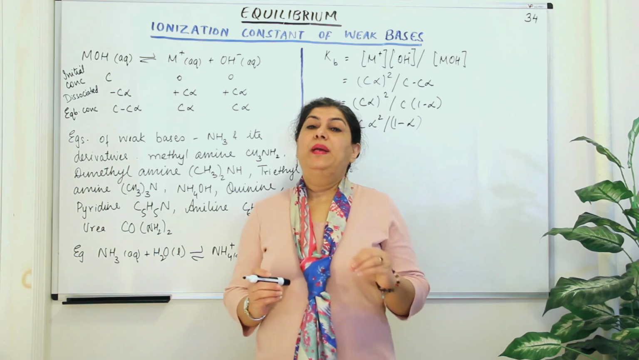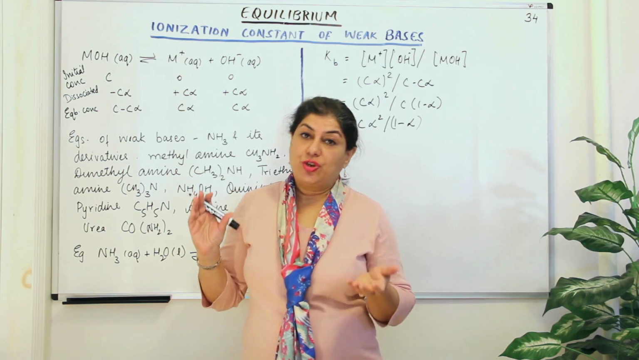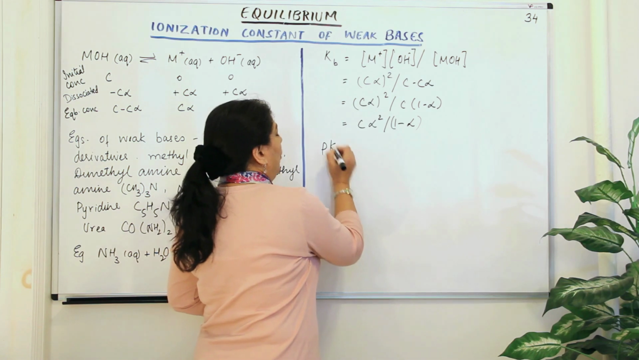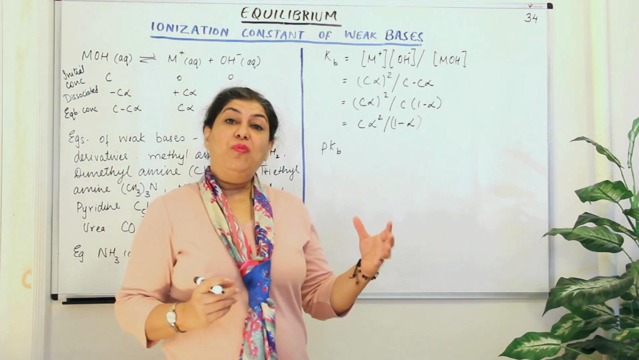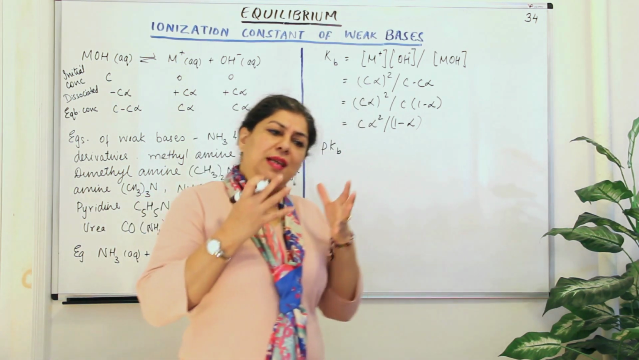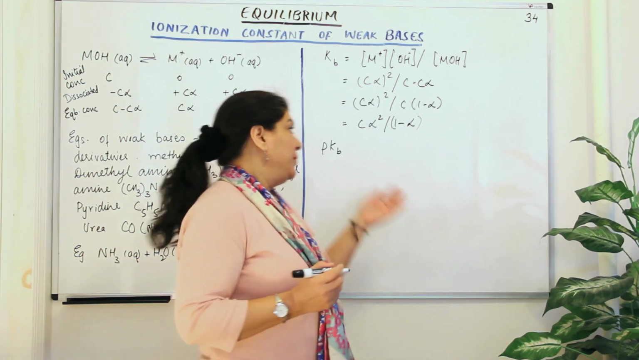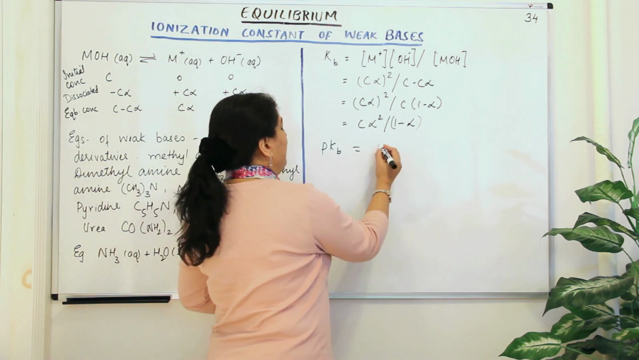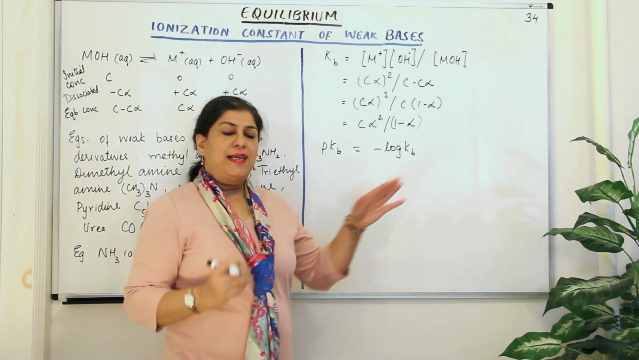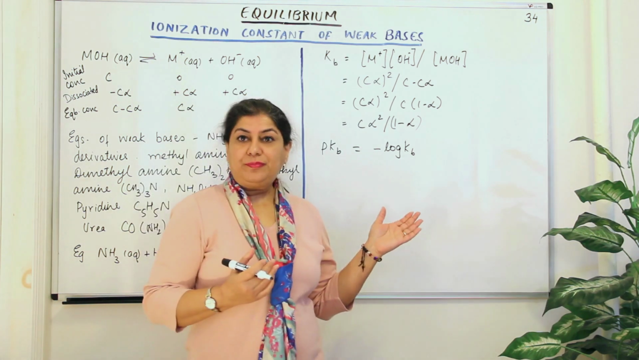Now, just as we calculated the pKa value for the equilibrium constant for dissociation of acids, similarly, you can find out the pKb value also. What was pKa? Just like you have the pH, the minus log of the hydrogen ion concentration, the same concept has been extended to find out the power or the potential of Ka, Kb. So what would pKb be? pKb would be equal to minus log of Kb, right? It's just an extension of the concept of pH for the Kb value.